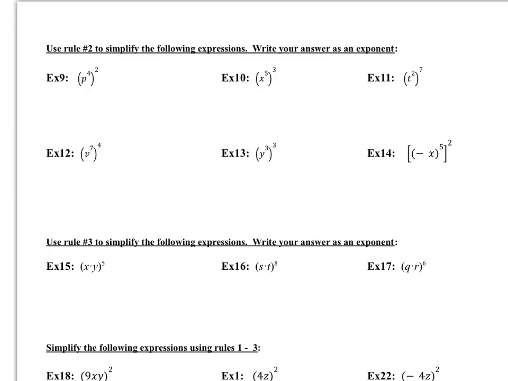So now we're going to apply rule number 2, which was that a to the m to the n power. So if I have a power to a power, I can multiply my exponents together. So that would mean that for this first example, since it's p to the 4th being raised to the 2nd power, I can simplify that as p to the 8th. Pause the video to try examples 10, 11, 12, and 13. Press play when you're ready to check your answers.